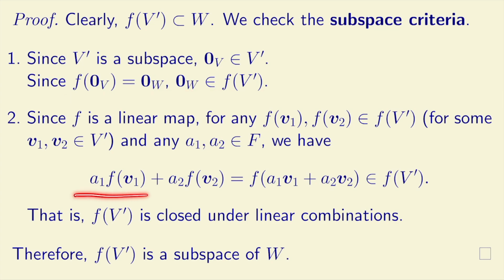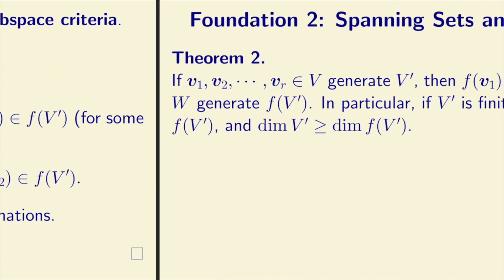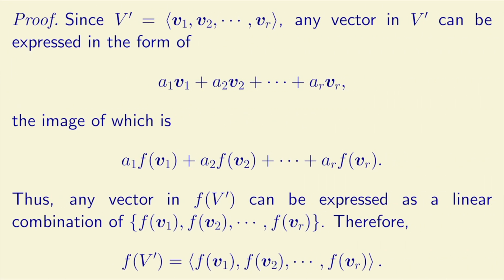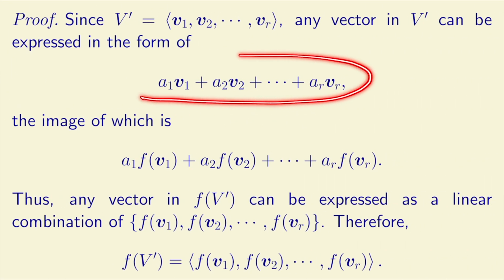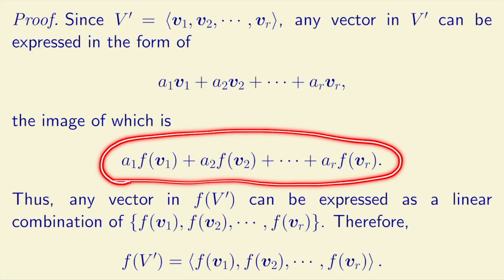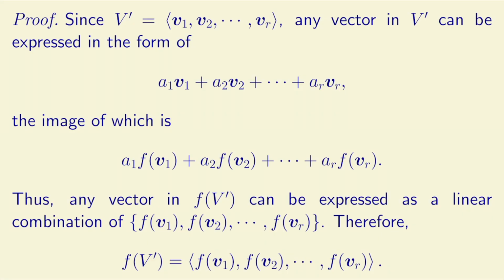The next foundation is about spanning sets and dimension. Theorem 2 says that if a set of vectors, v1, v2, up to vr, generates a subspace V', then their images, F(v1), F(v2) to F(vr), will generate the image of that subspace, F(V'). Why is that true? The proof explains it. Any vector in V' can be written as a linear combination of v1 up to vr. Since F is a linear map, the image of that vector will be a linear combination of the images F(v1), F(v2) up to F(vr). So the images generate the image space.